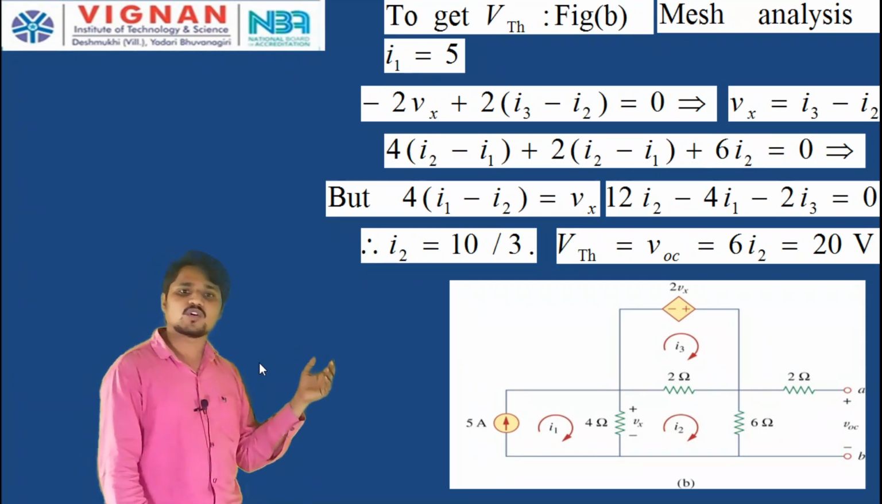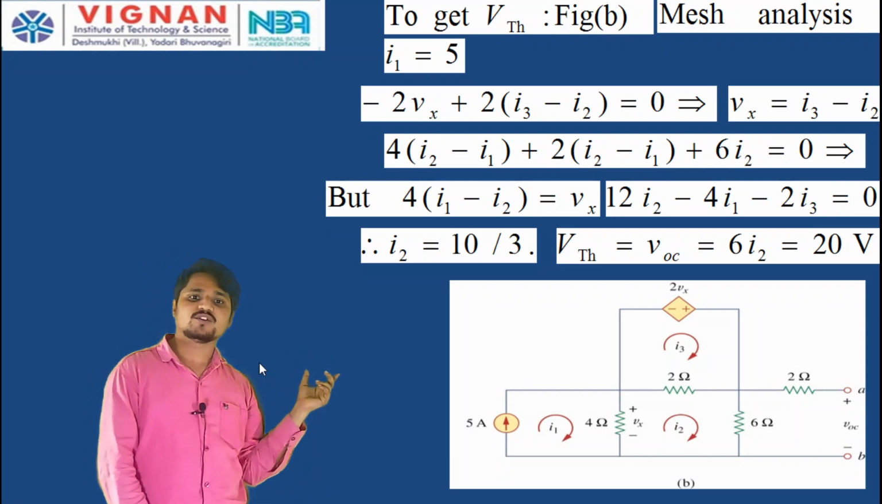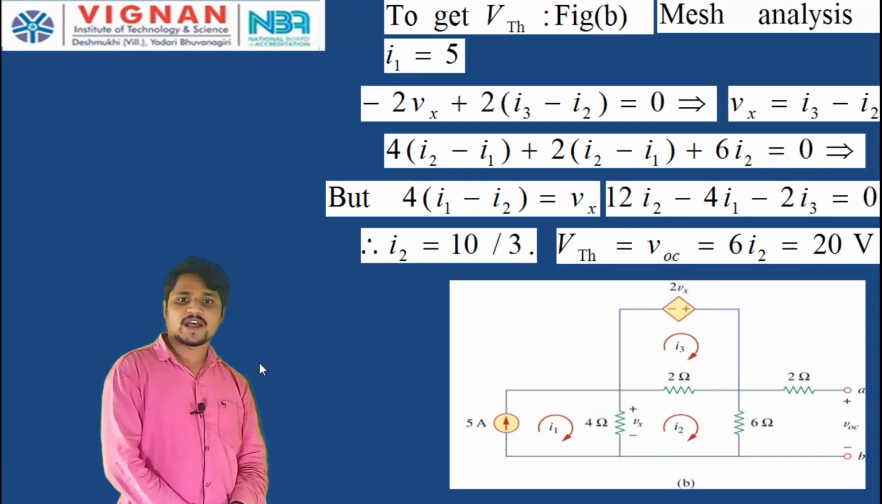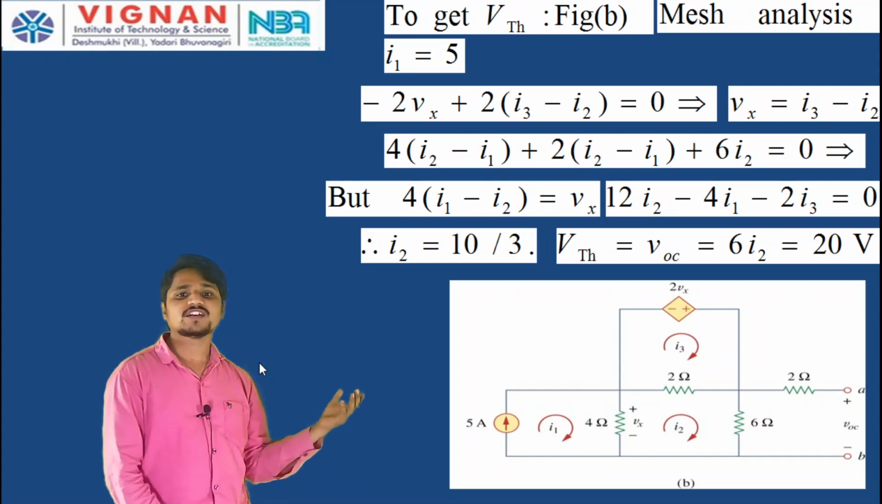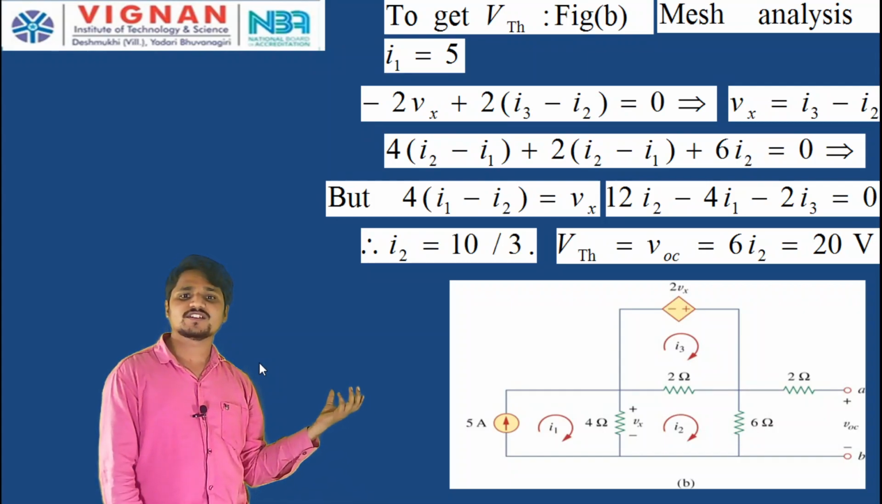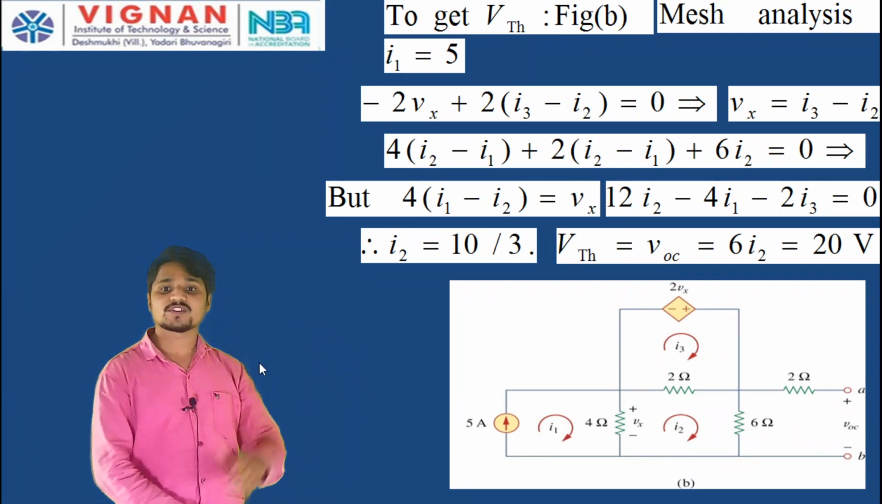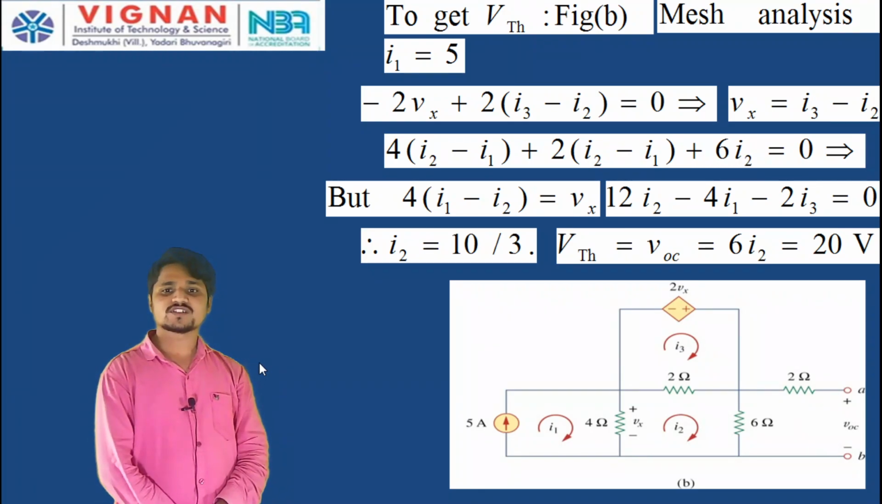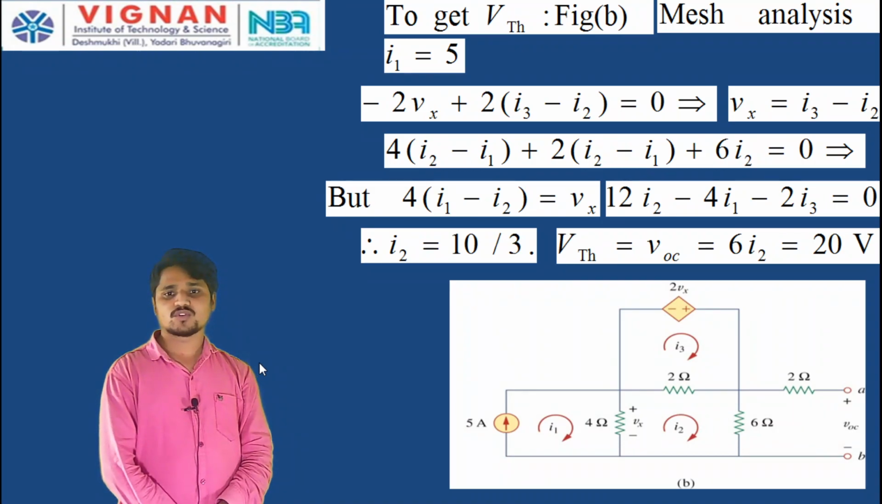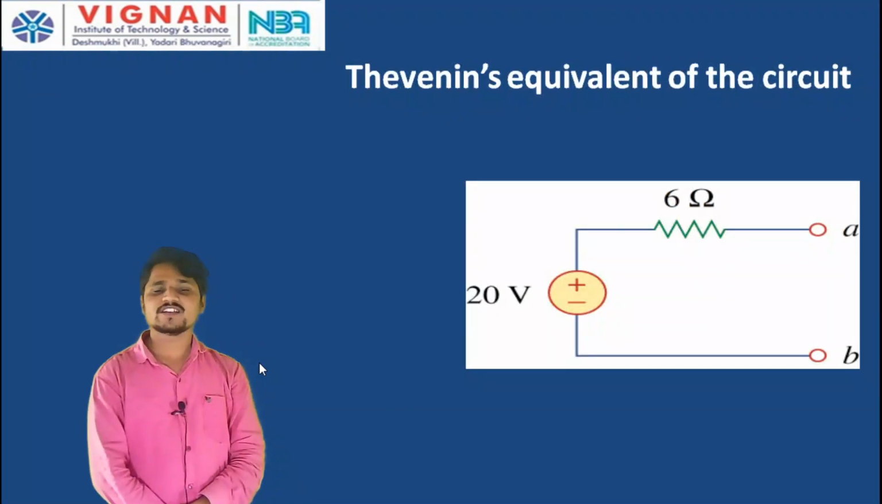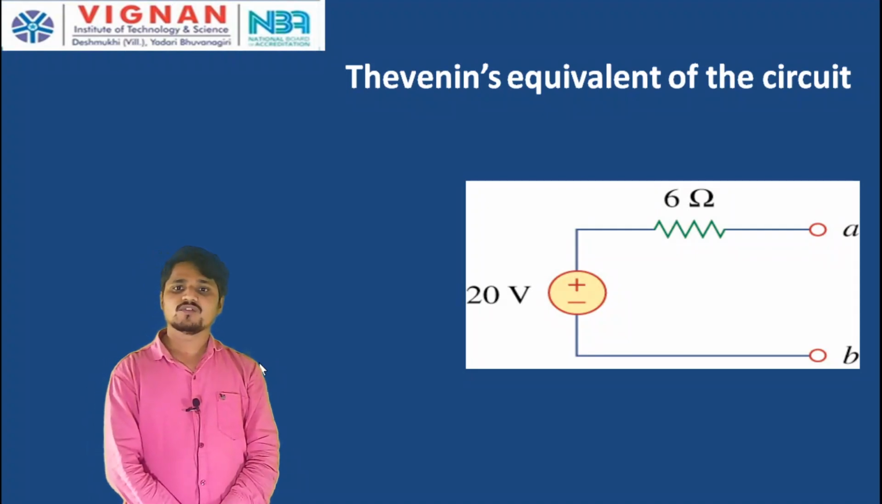If you solve this equation, you will get I2 equal to 10 by 3 amperes. Therefore, what is the Thevenin voltage? The Thevenin voltage is the open circuit voltage, meaning the voltage drop across the 6 ohm resistor, that is 6 into I2. So, 6 into 10 by 3, that is 2 into 10, which is 20 volts. Then we can easily draw the Thevenin equivalent circuit for the given network.